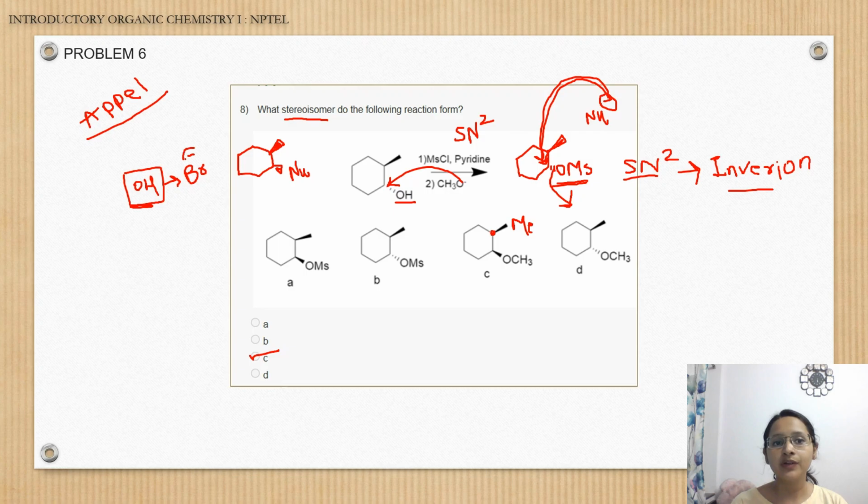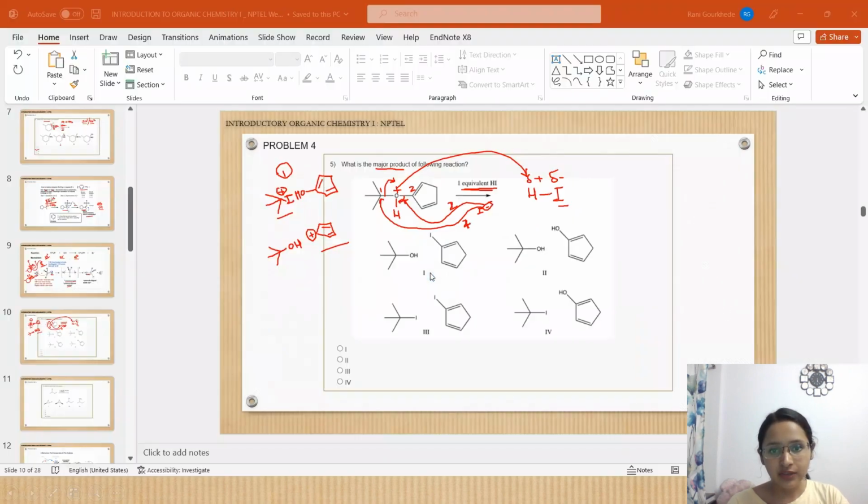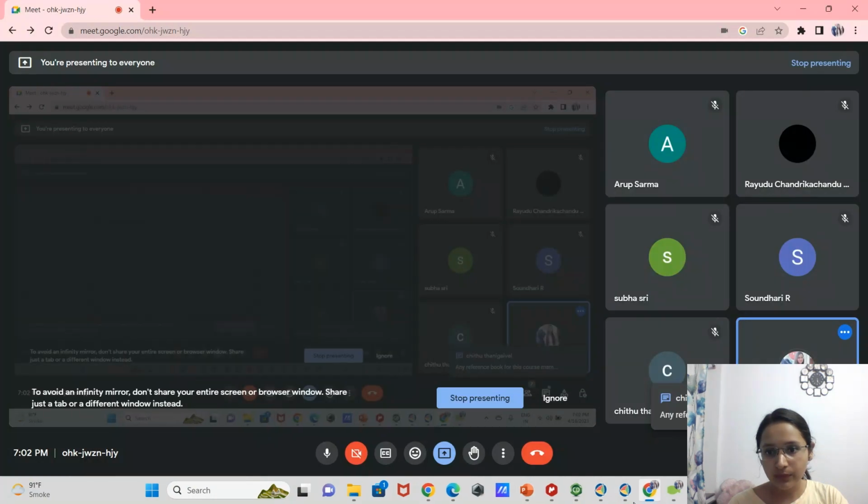If you have come across this Appel reaction, then you can clearly distinguish why we need to actually have a protection here. Does someone have any problem?